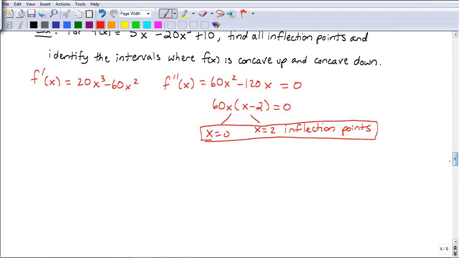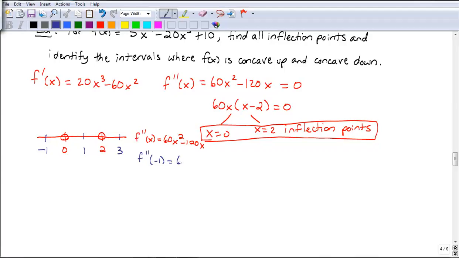So now to figure out about concavity, I do just what I did with the first derivative before. Now I do it with the second derivative. I plot my inflection points, 0 and 2, and I put little circles around them because it's 0 there. It's neither concave up nor concave down there. I'm looking at the second derivative when I'm plugging this stuff in, 60x squared minus 120x. And I pick some test points. The first one is maybe -1. I'll pick 1. I'll pick 3. I'm going to plug these into the second derivative.